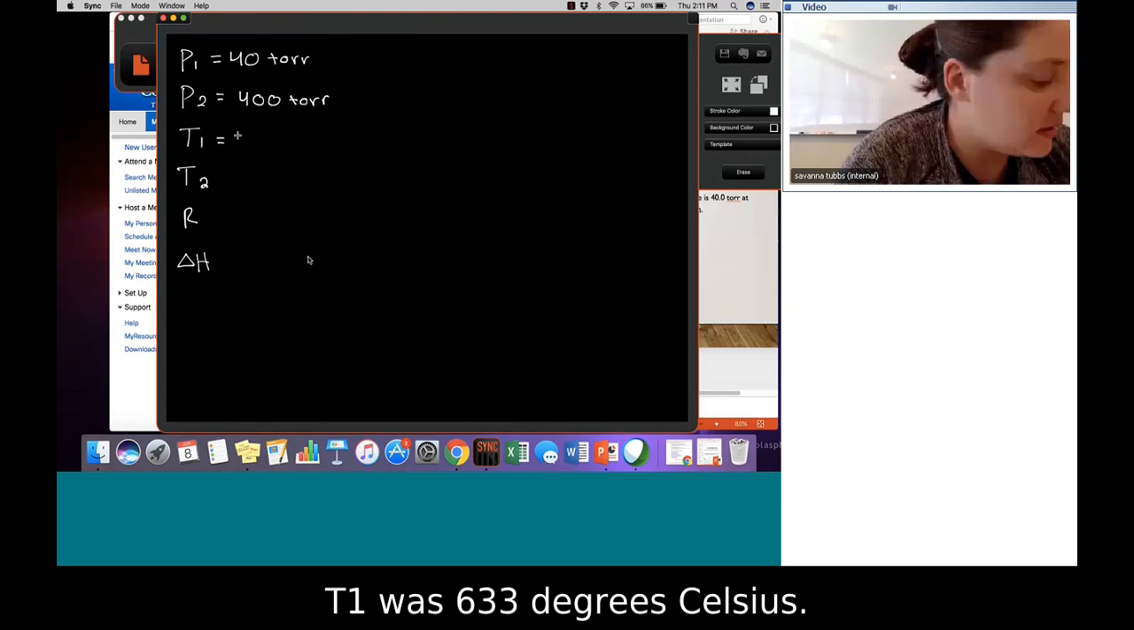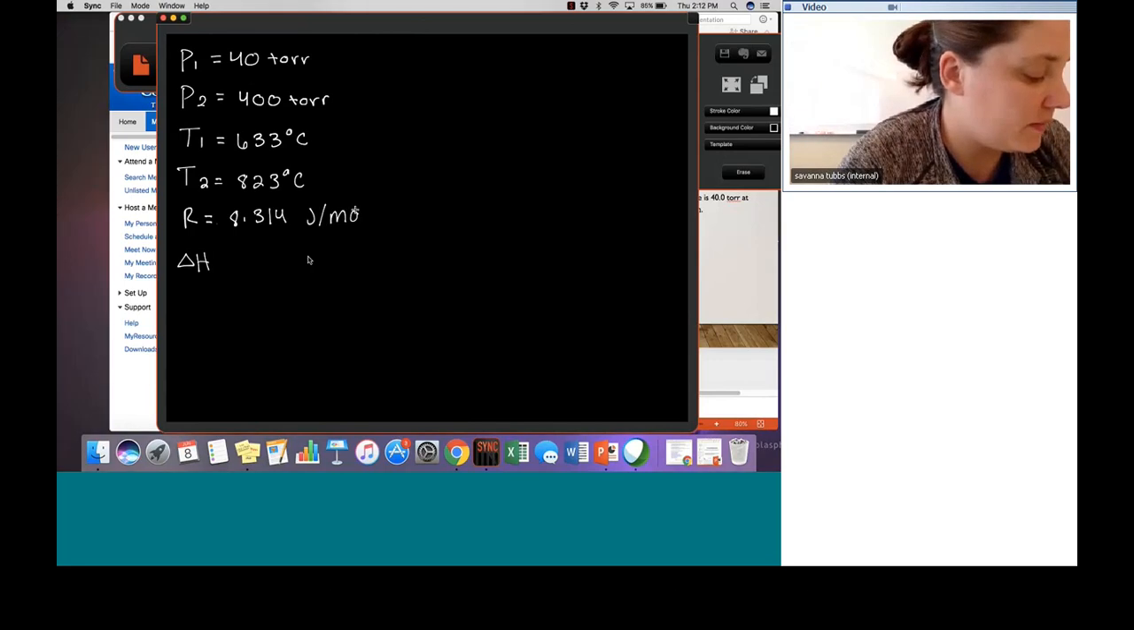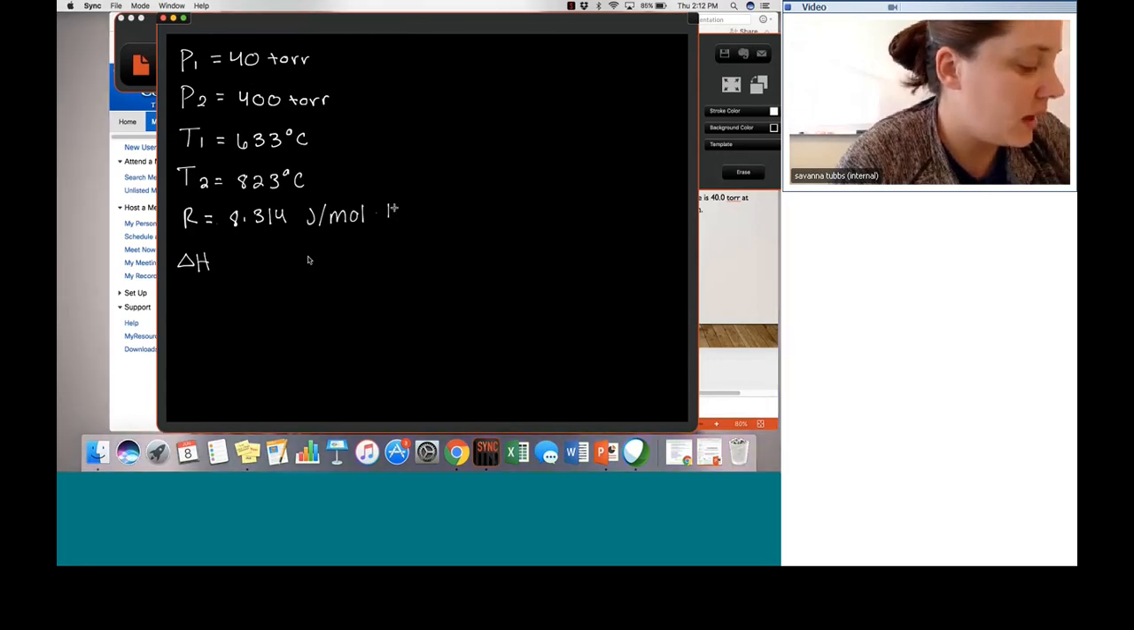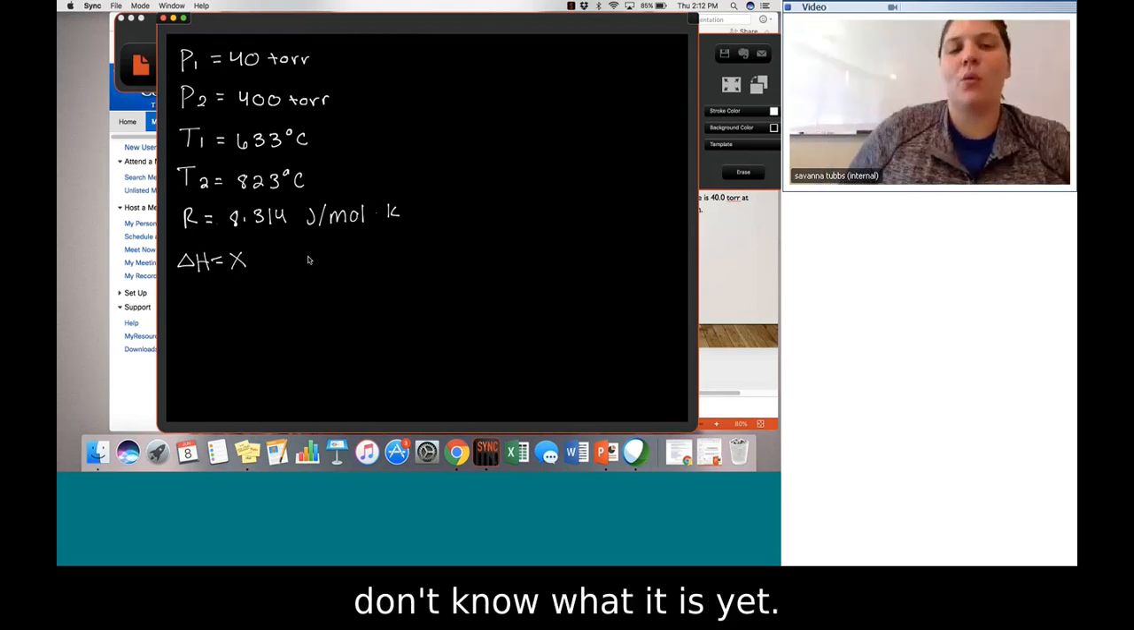T1 was 633 degrees Celsius. T2 was 823 degrees Celsius. R was 8.314 joules per mole Kelvin. And delta H is our X value because we don't know what it is yet.